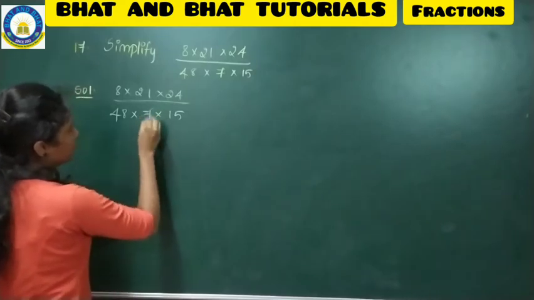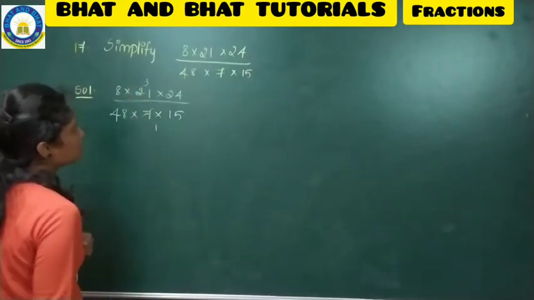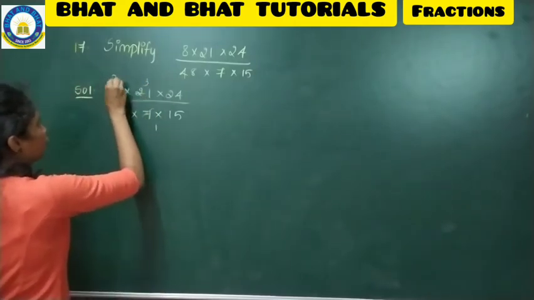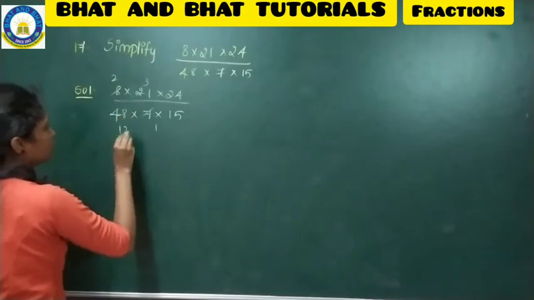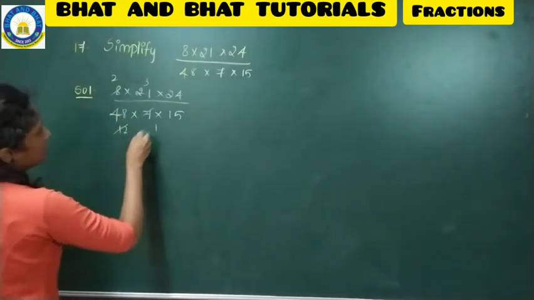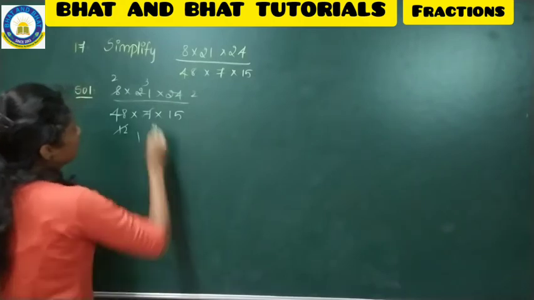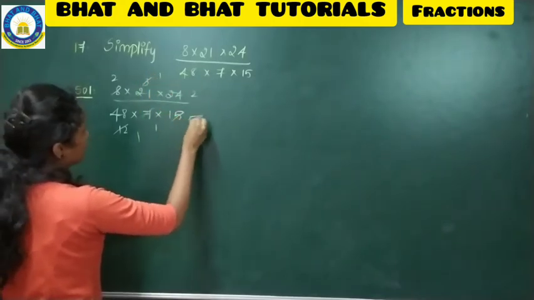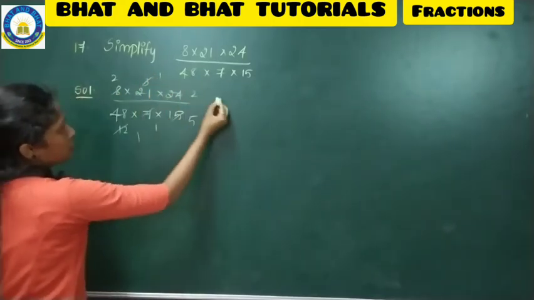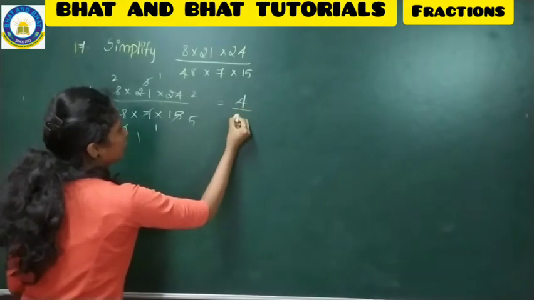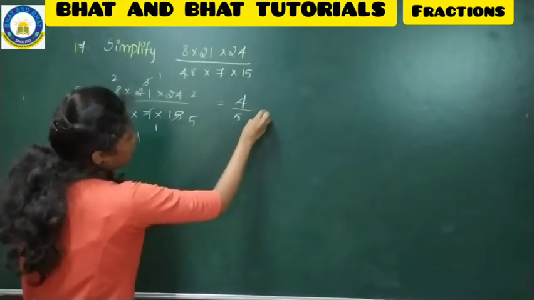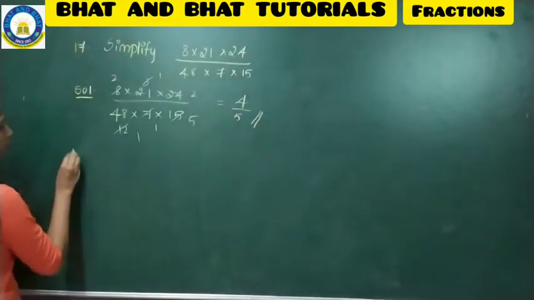So 7 ones are 7, 3 threes are 3... 4 twos are 8, 4 ones are 4, twos are, 12 ones are 12, twos are, 3 ones are 3, fives are. So 2 twos are 4, 5 ones are 5. So 4 by 5 is your answer.